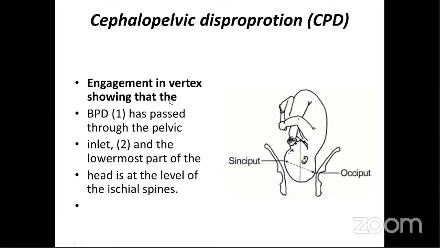Okay, so engagement in vertex shows that the BPD has passed through the pelvic inlet and the lowermost part of the head is at the level of the ischial spines. That is what you need to understand. And whenever there is an engagement occurring, that means the BPD has crossed the pelvic inlet. It shows that there is no CPD at the inlet, right? So that is one indication. Whenever there is an engagement, there is no CPD at the inlet occurring. So that's an important sign. And the other way around is also true. That means that if there is no engagement occurring, we have to suspect that there could be a CPD at the level of the pelvic inlet itself, right? So this is how you have to understand.